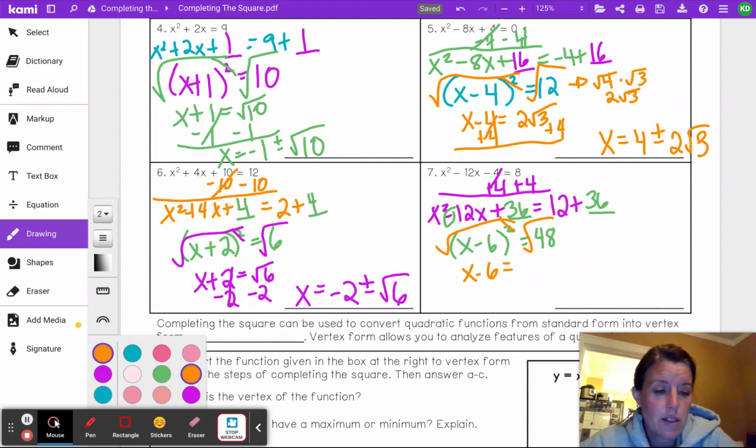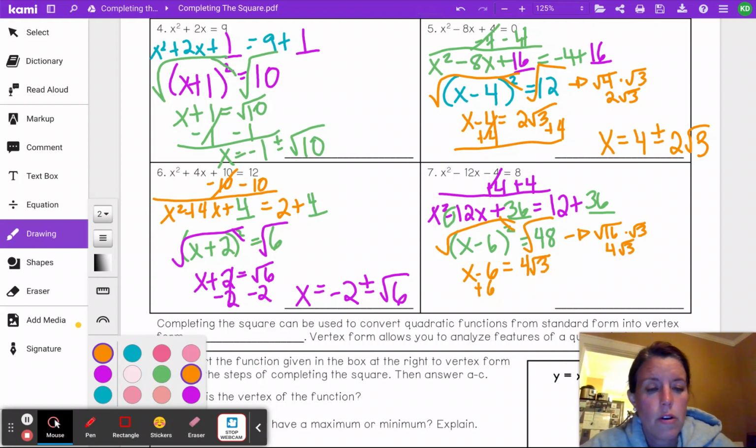All right, so 48, let's think if that can be simplified. Lots of factors of 48. 48 and 1, 24 and 2. But the one that has the biggest perfect square in its set of factors is 16 and 3. So again, that's the same thing as square root of 16 times square root of 3. Square root of 16 is 4, so it'd be 4 square root of 3. That's a simplified version. So x minus 6 equals 4 square root of 3.